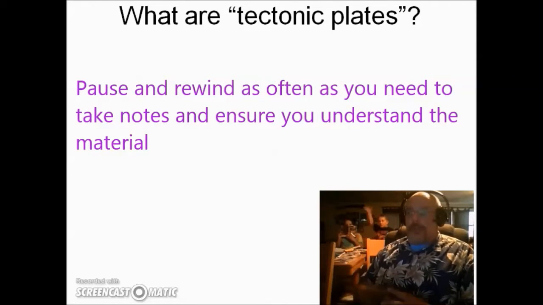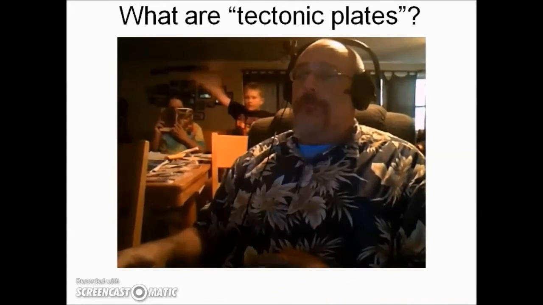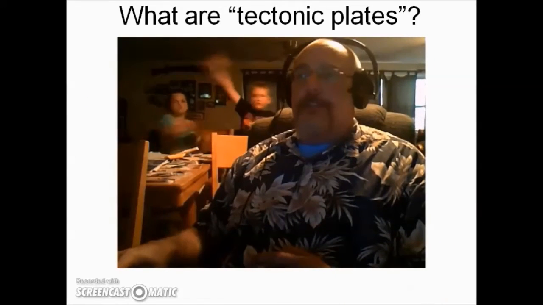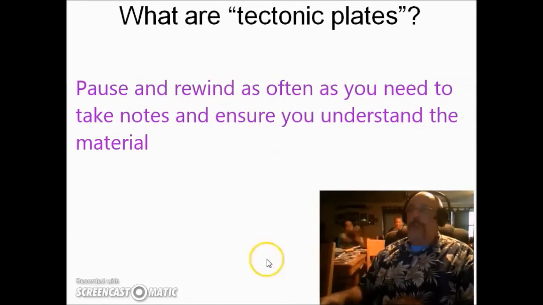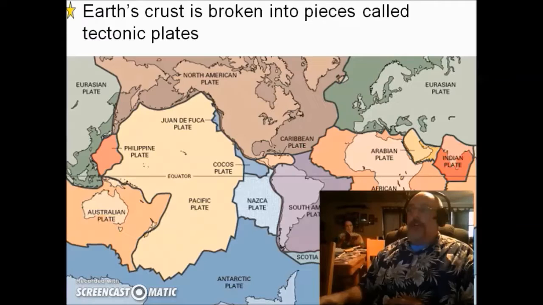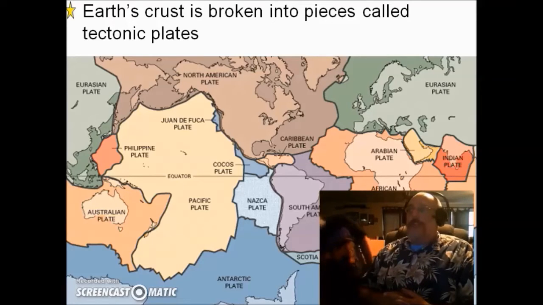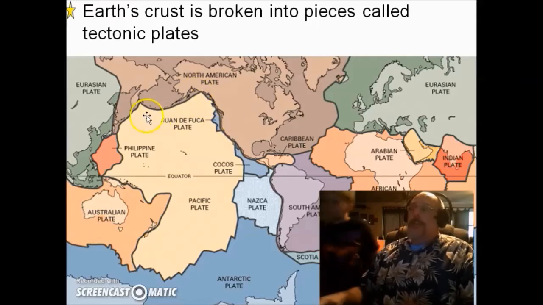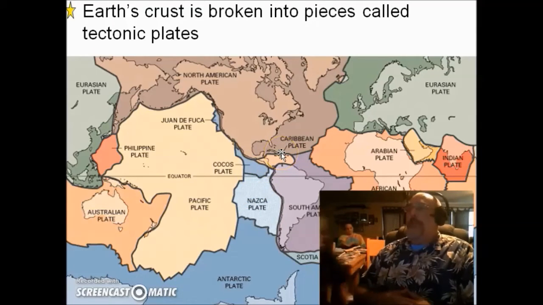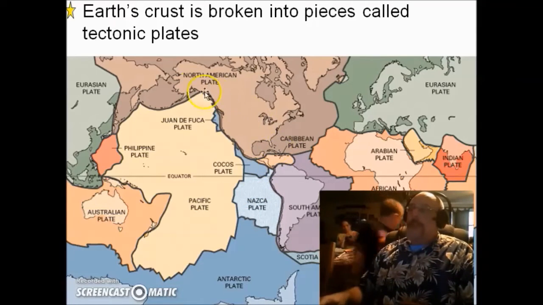Now, one of the things that can help us to understand the idea of continental drift is to know what these tectonic plates are. Tectonic plates are defined as the Earth's broken crust. It's broken into pieces, and those pieces are each called tectonic plates. You can see there's several of them. Some of them are quite large, some are quite a bit smaller, and there are some much smaller ones as well. They generally encompass entire continents, like the North American plate and the African plate.